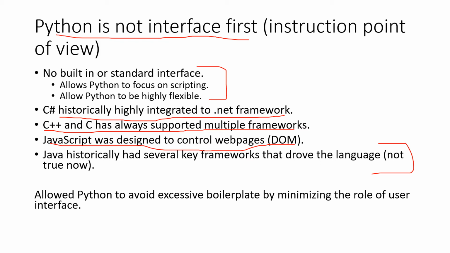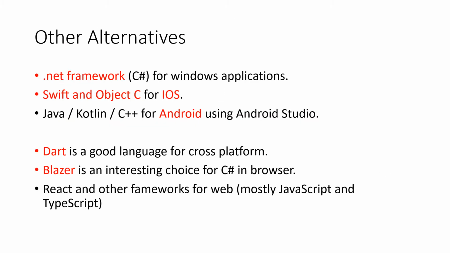Python avoids excessive boilerplate by minimizing the role of the user interface. It's really designed for the model. It is part of the model-view-controller architecture. So Python really is the model and works best when you have something else that does the graphic user interface.